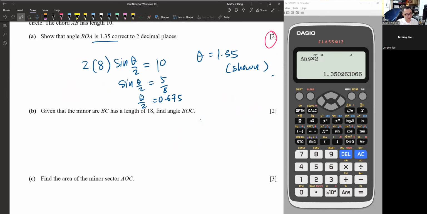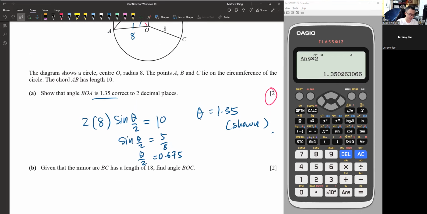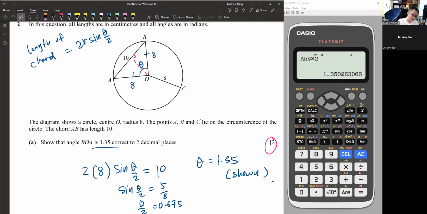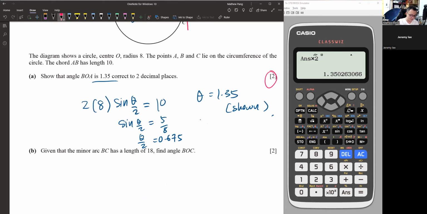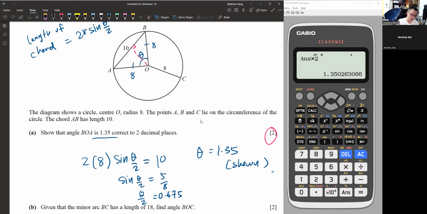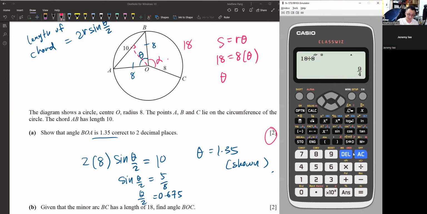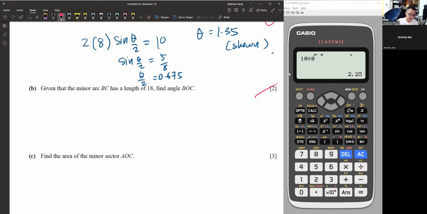Given that the minor arc BC has a length of 18. Minor arc BC, which is this one, has a length of 18. You want to find this other angle BOC. So the arc length formula, s equals r theta, isn't it? s is 18, r is 8. I can get theta easily. Just 18 divided by 8, which is 9 over 4 or 2.25 radians. Okay, 2 marks, easily got it.